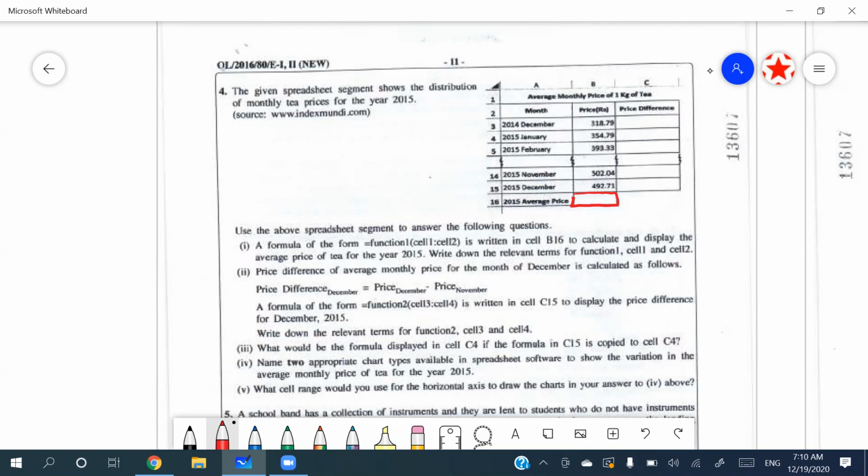Yes. So we know it's very easy to calculate the average. We need the average function. So function 1 represents average. Cell 1 and cell 2. Now be very careful. They are talking about the average price of tea for the year 2015.